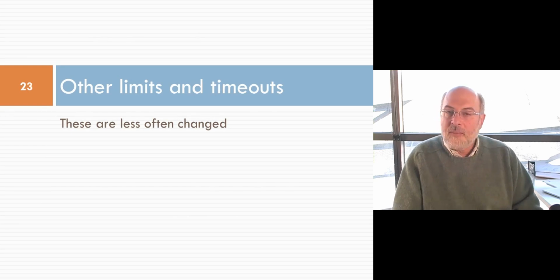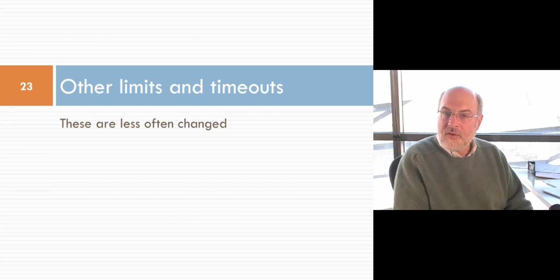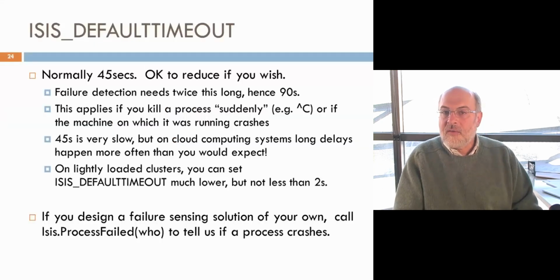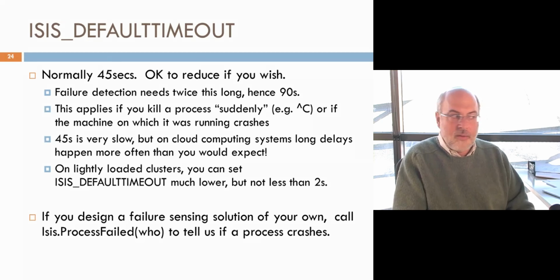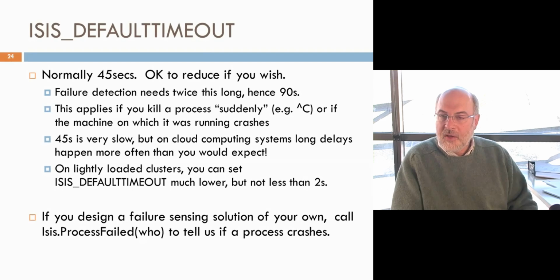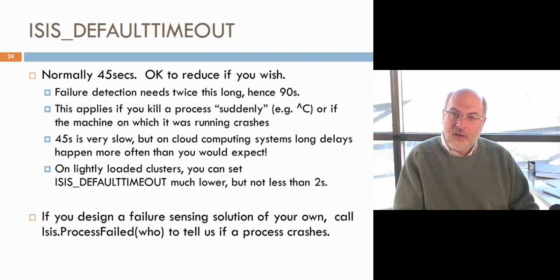So let me tell you about a couple of other limits. You don't change them much, so I'll just mention them. There's a default timeout which determines when failures will be sensed. The normal value for this is 45 seconds, which is really very slow. But you can modify it by setting a different value of the ISIS default timeout. Don't try to set it to be smaller than 2 seconds, though.